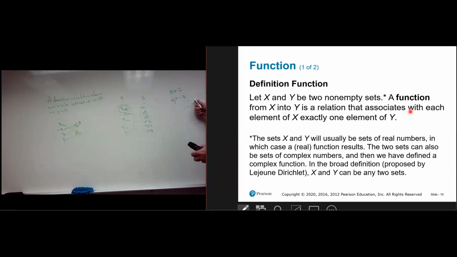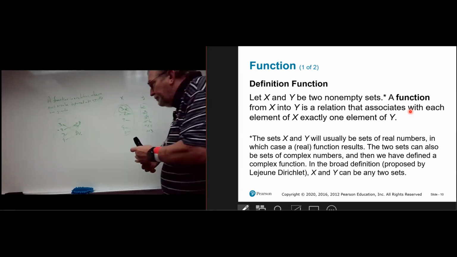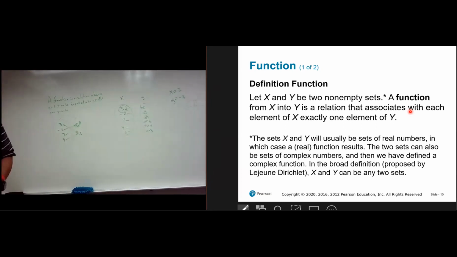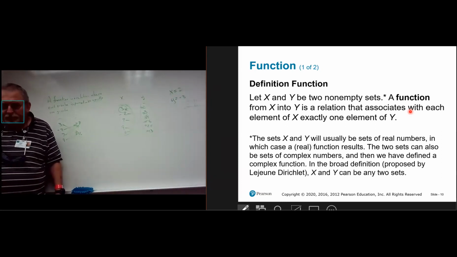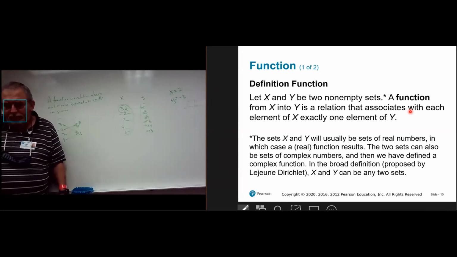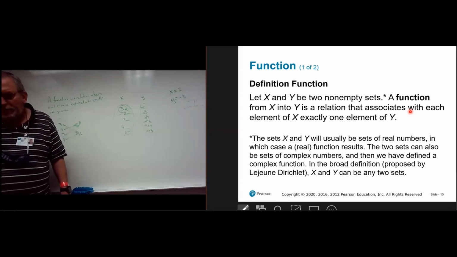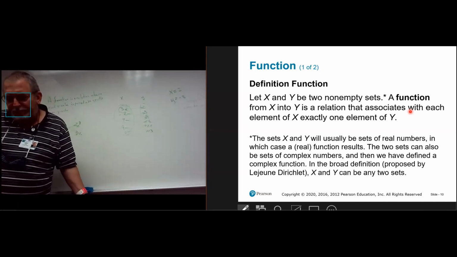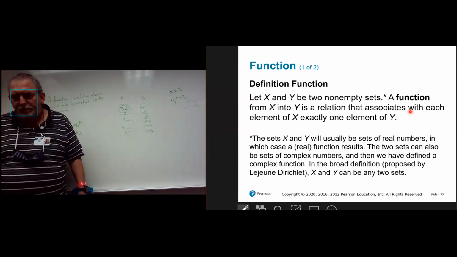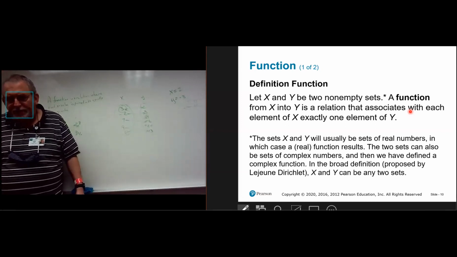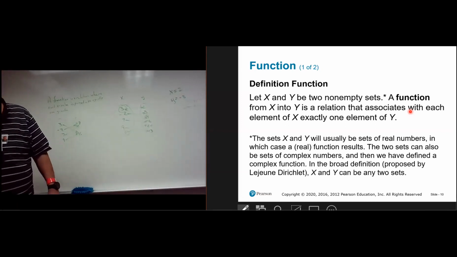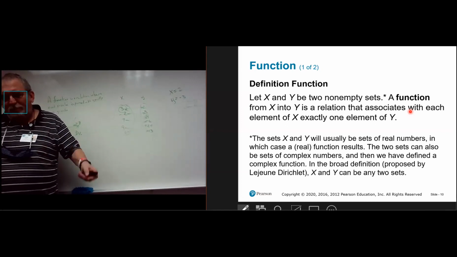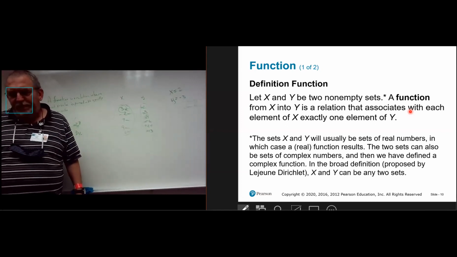But -7 only goes to -3. It doesn't go to another y value. Okay. And the sets x and y will usually be sets of real numbers, in which case it's a real function. Two sets can also use complex numbers. Then it's defined as a complex function. We get a tiny little bit into complex numbers, but not too deeply.